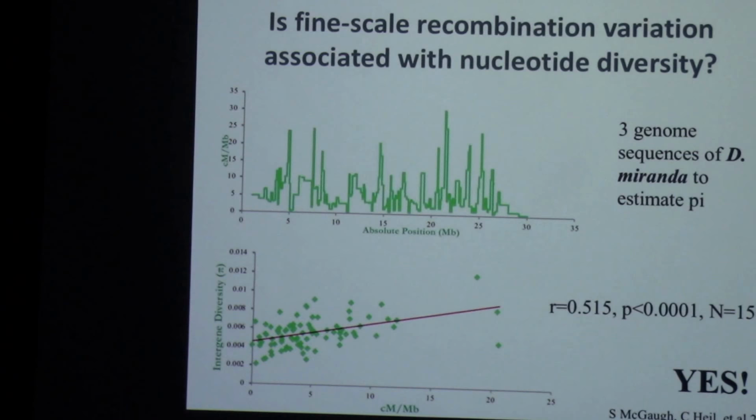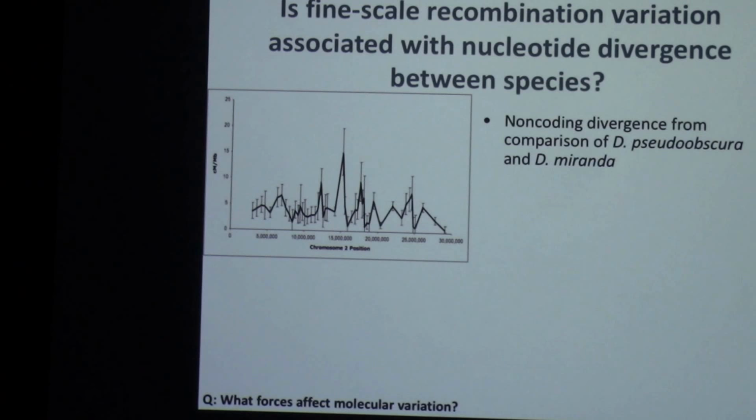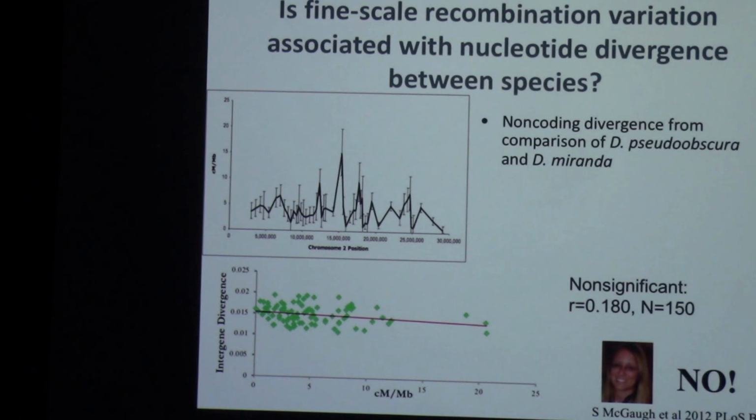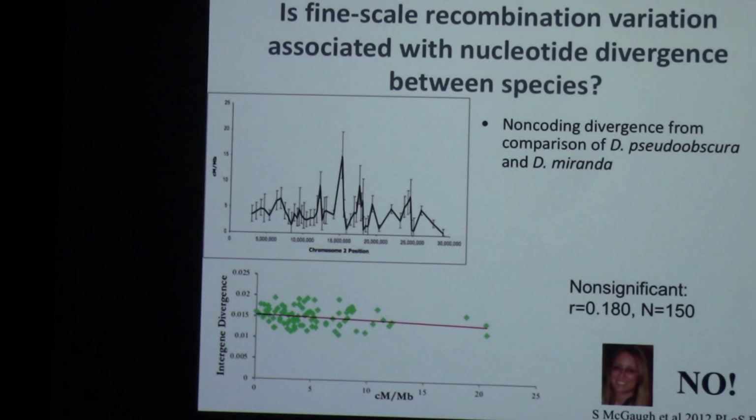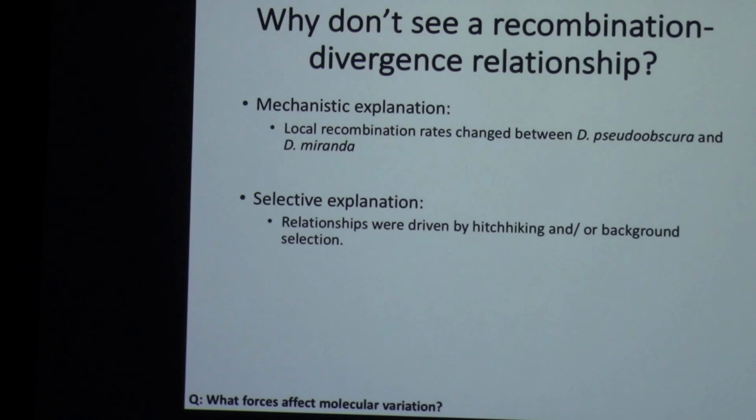How about divergence between species? We have that data already. Here's the recombination rate. How does it relate to non-coding divergence between these two species? Now, remember what I said earlier. There's this problem that in the past people have only looked at one recombination rate in one species. We have the advantage that we looked at recombination rate in both species. So in this case, we can distinguish this mechanistic explanation, that local recombination rates may have changed between pseudoobscura and persimilis, from the selective explanation.